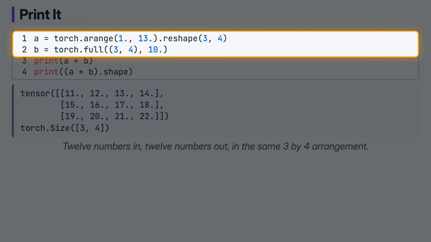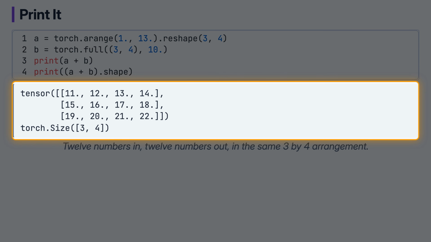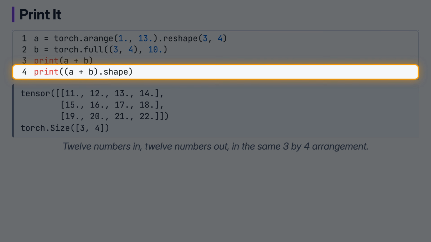Let's run it. We build our 2 grids. A runs 1 to 12 and B is all 10s. Then we print A plus B. 12 numbers come out, 11 through 22, added cell by cell. And the shape stays torch.Size 3, 4, 12 numbers in, 12 out.